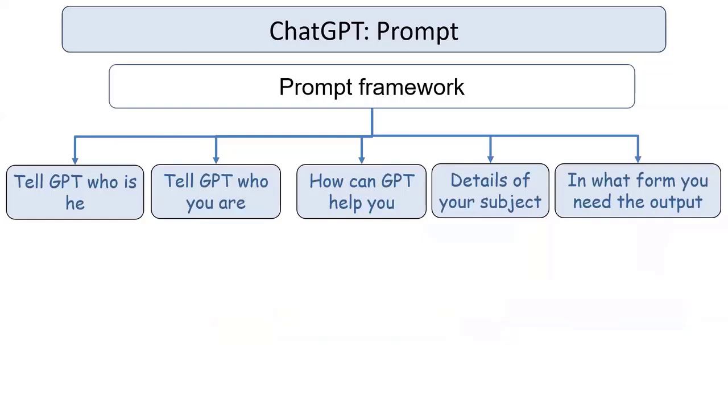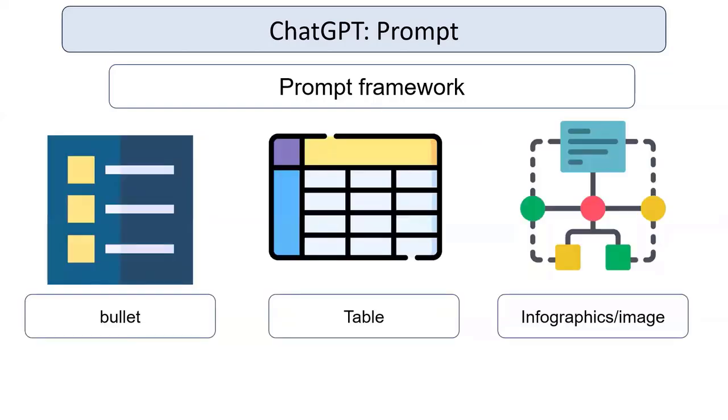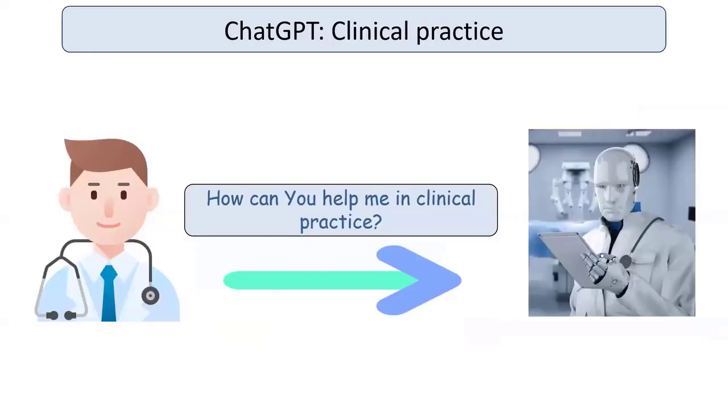The final thing is in what form you need the output. I need the output in the form of bullets, in the form of a table, in the form of infographics or an image. This is the framework of the ideal prompt to get the ideal response from ChatGPT. We'll start with the use of ChatGPT in clinical practice.